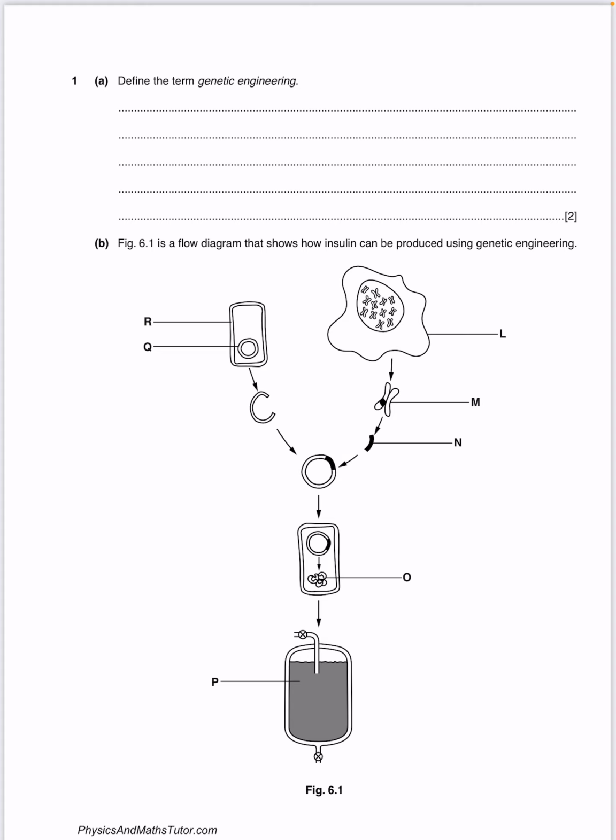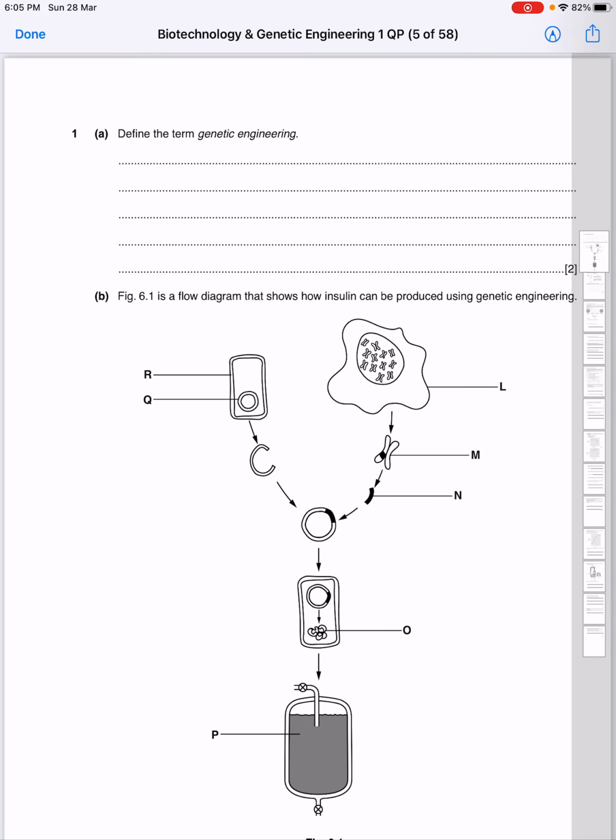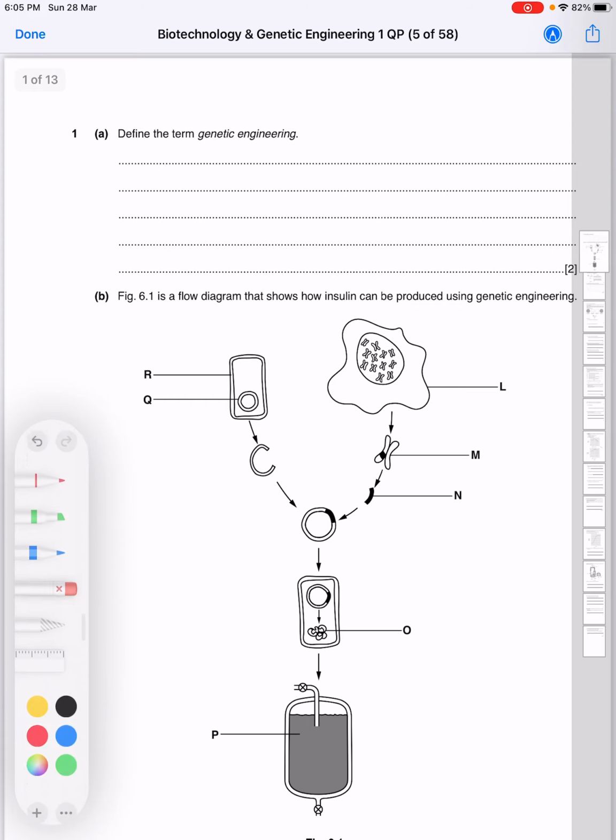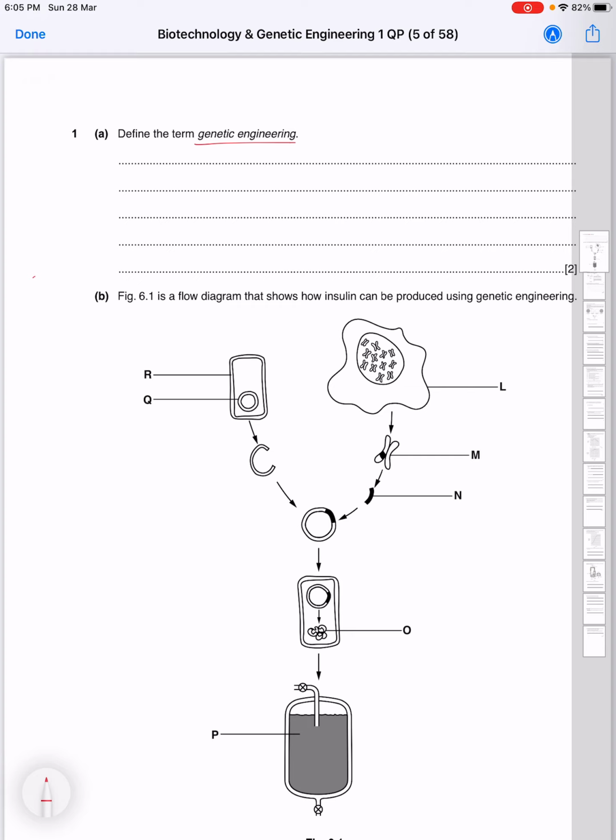So I will be doing today a question explaining biotechnology and genetic engineering. And let's start with the definition. What is genetic engineering? What do I mean by genetic engineering? Genetic engineering is using genetics to produce a material or hormone or protein that is useful.